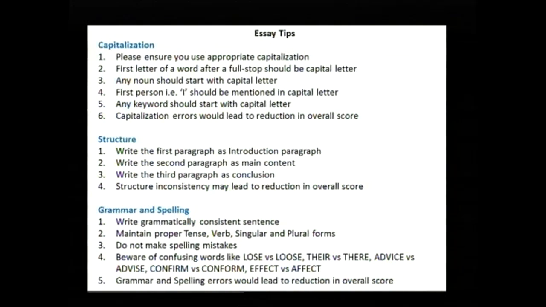Structure: write the first paragraph as introduction, the second paragraph as main content, and the third paragraph as conclusion. In case you are inconsistent with the structure, you may lose points.